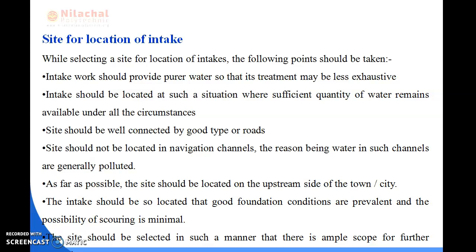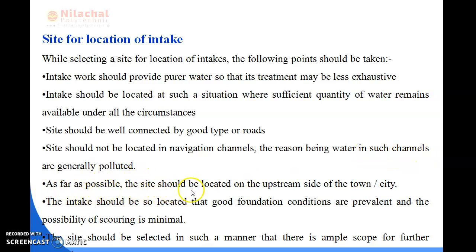What would be the location of the intake? While building an intake structure, where would be the location? Okay, so the following points should be remembered. The intake works should provide purer water so that its treatment may be less exhaustive. Intake should be located at such a situation where sufficient quantity of water remains available under all circumstances. Sites should be well connected by good types of roads. Sites should not be located in the navigation channel, the reason being water in such channels is generally polluted.